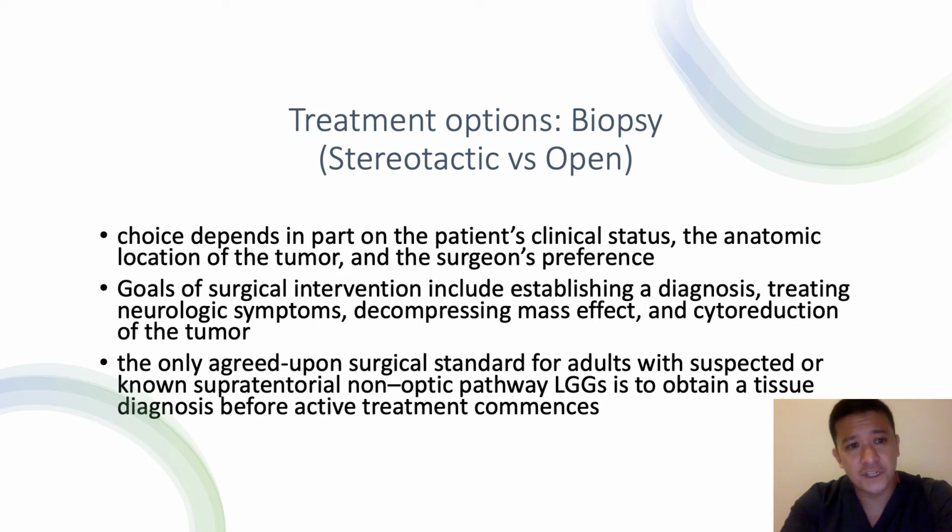So the goals of surgical intervention include establishing a diagnosis, treating neurologic symptoms, decompressing the mass effect, and cytoreduction of the tumor. Cytoreduction, by lessening the malignant cells, gives the tumor a better chance of responding to chemo or radiation therapy. The only agreed upon surgical standard for adults with suspected or known supratentorial non-optic pathway low-grade glioma is to obtain a tissue diagnosis before active treatment commences.